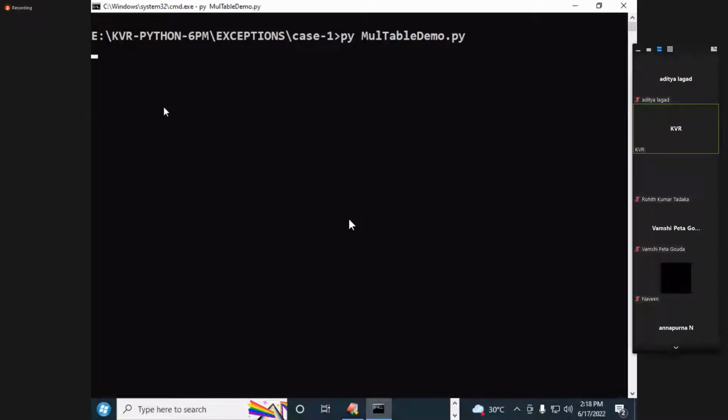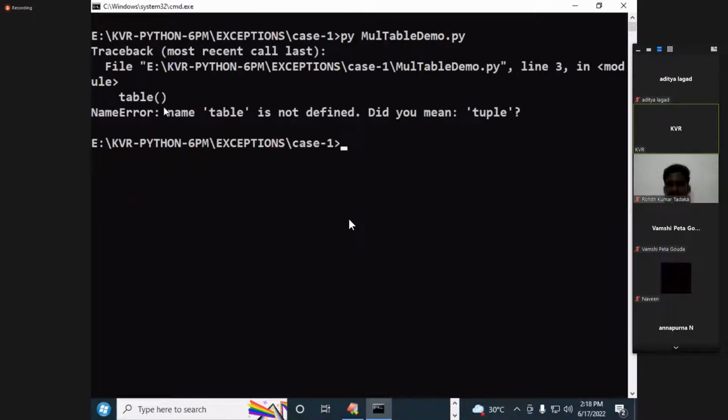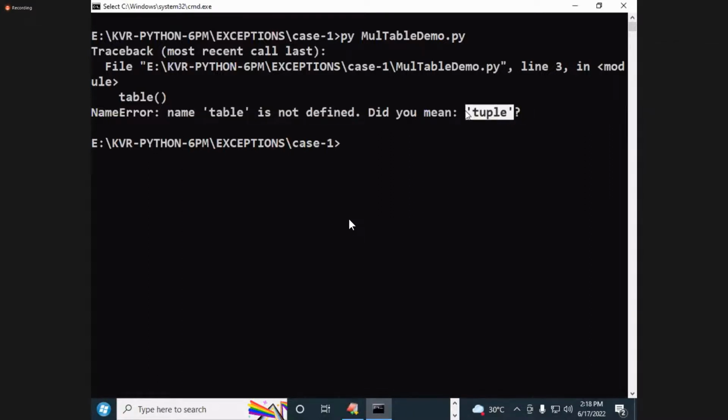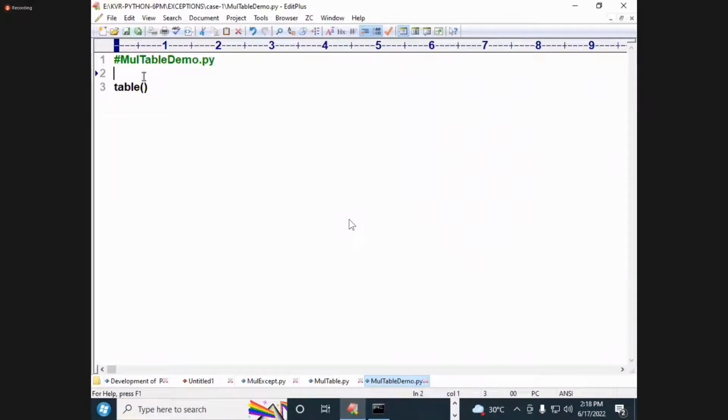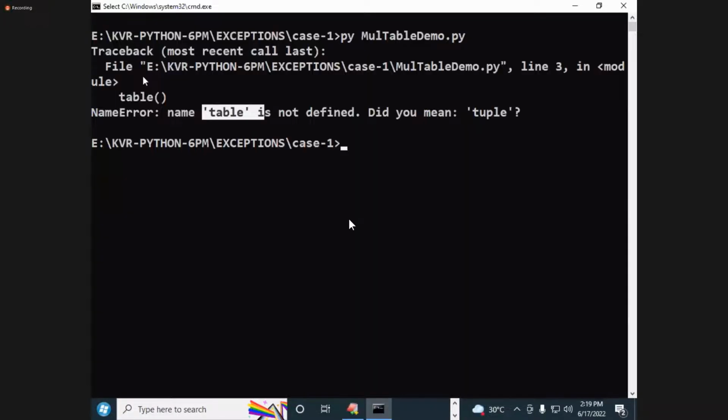NameError is coming. Table is not defined. Do you mean tuple? I don't want tuple. I want what? Table. Go to this program. Tell me, guys, from MUL table module name import table. Table is a function name. Now you see, students. Now I'm asking a question.